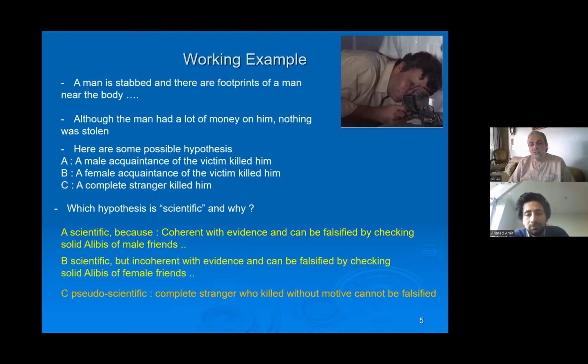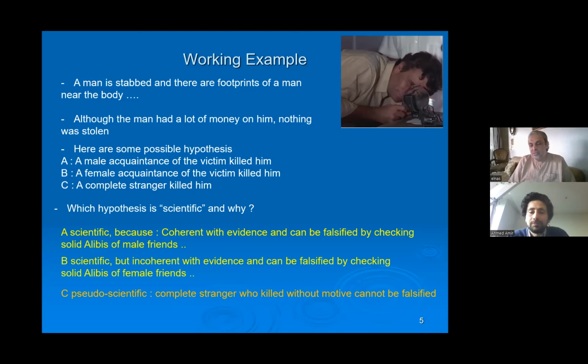Why? Because we don't have a method to falsify. We cannot take all the persons in the city and check their alibis. It's impossible. You cannot check millions of people's alibis. So it's not falsifiable. It is impossible to falsify.